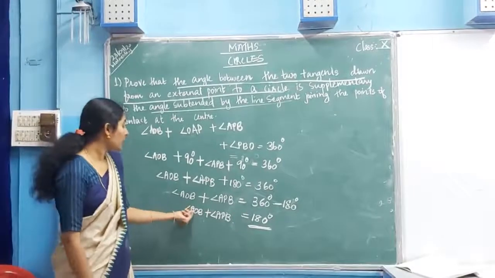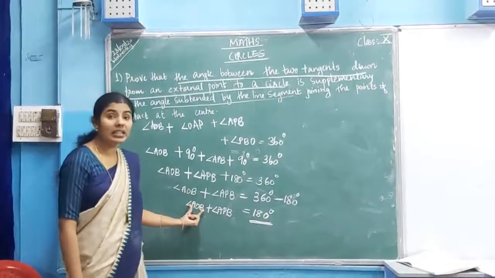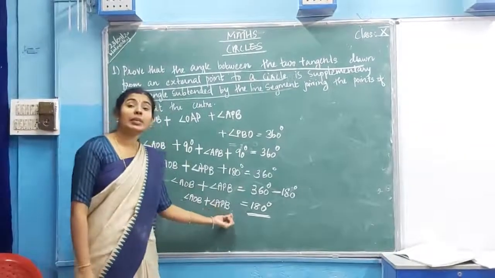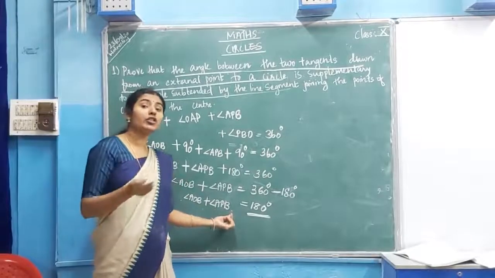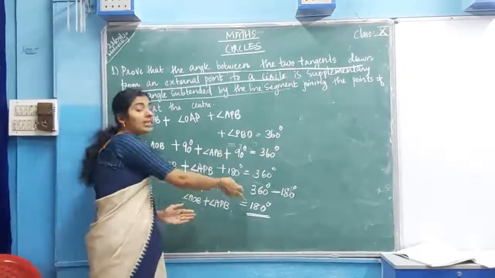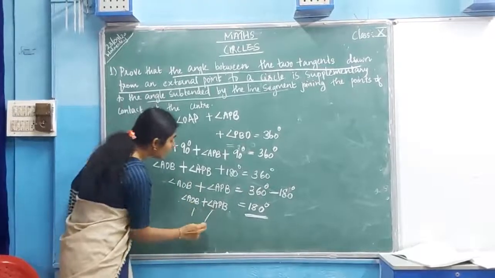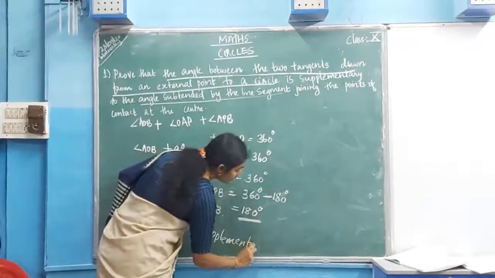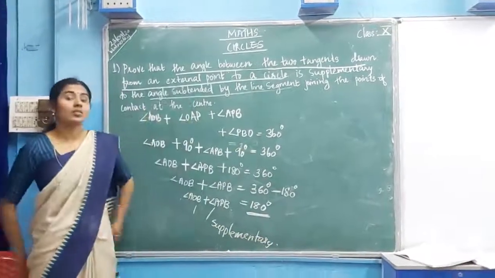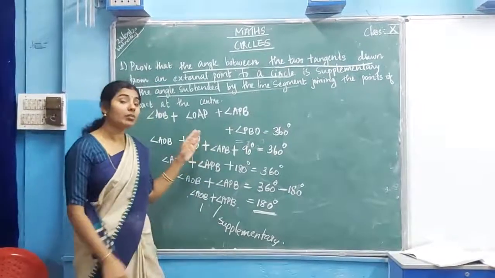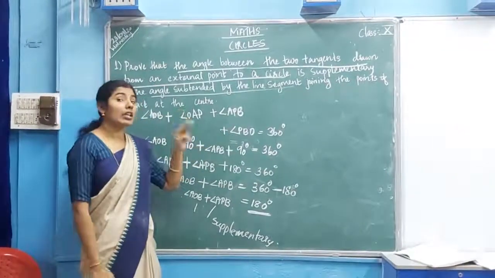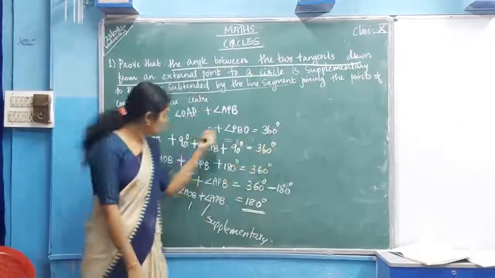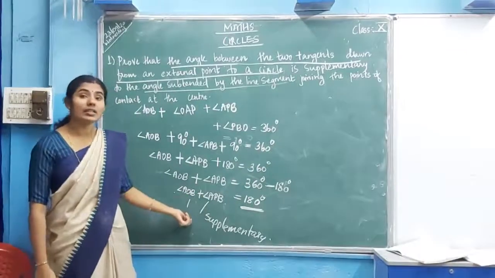Again you see, angle AOB is the angle formed at the center. Angle APB is the angle formed between two tangents. So its sum is 180 degrees. That means these two angles are supplementary. We are only using the theorem that the radius is perpendicular to the tangent, and the sum of the four angles is 360 degrees. By using these two concepts, you can prove these two angles are supplementary.